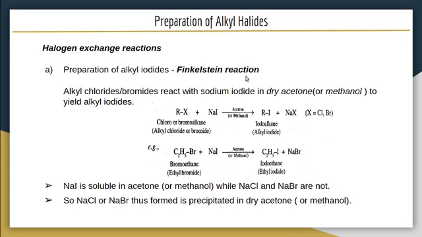So we have to adopt the in situ preparation method. In situ preparation means we have to make HI at the time of the reaction. We cannot keep HI for a long time, so we prepare it at the time of the reaction by treating potassium iodide and phosphoric acid, that we discussed in our last class. That is time consuming, so we have to adopt a simpler method. This is the Finkelstein reaction. In this reaction, alkyl chlorides or bromides react with sodium iodide in dry acetone or methanol to yield alkyl iodides.